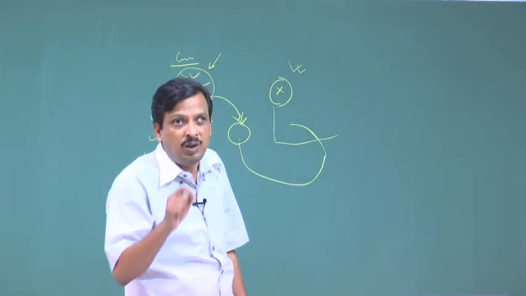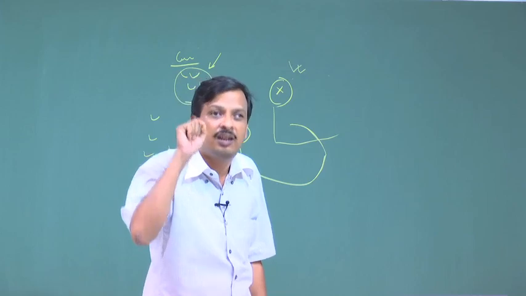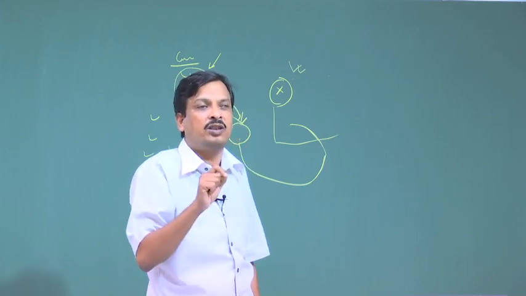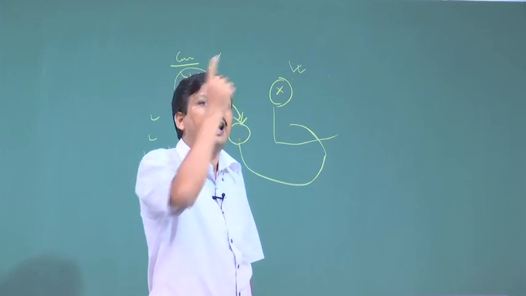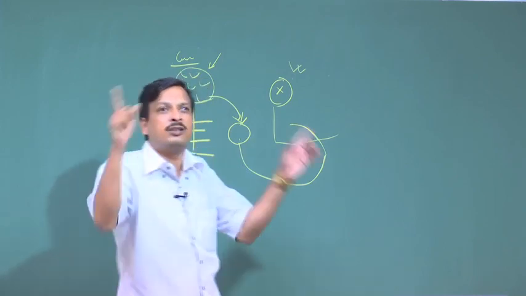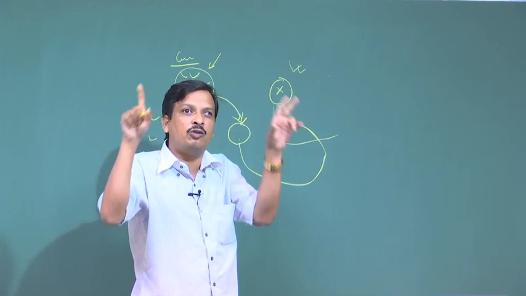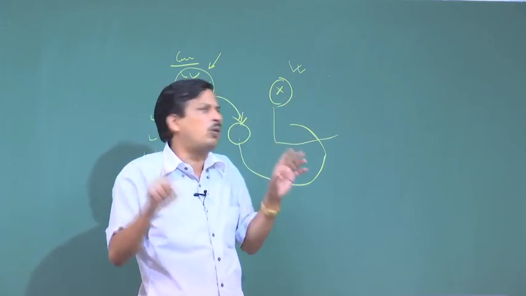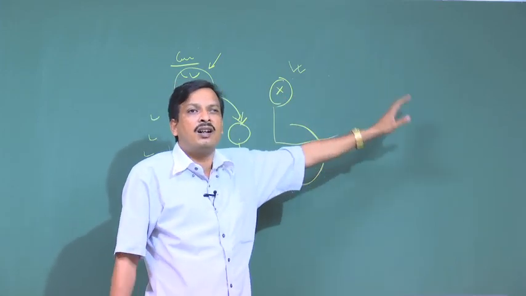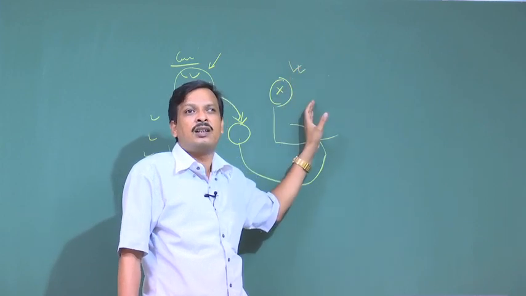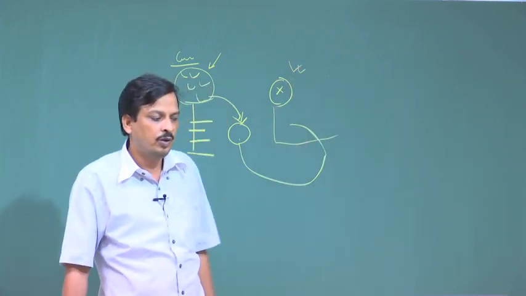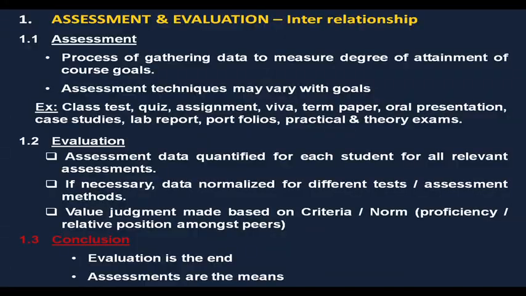So, in evaluation I can certify the learner, based on the assessment data collected by various methods: class test, evaluation, term paper. All methods' data has to be collected and put in a particular weight to find out whether that learner has attained that skill or not. Okay. So, this is assessment and evaluation.